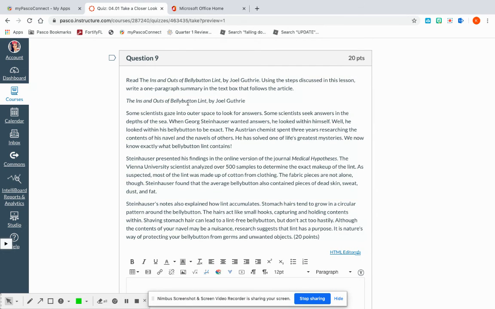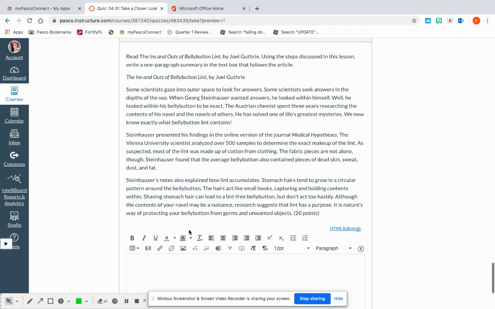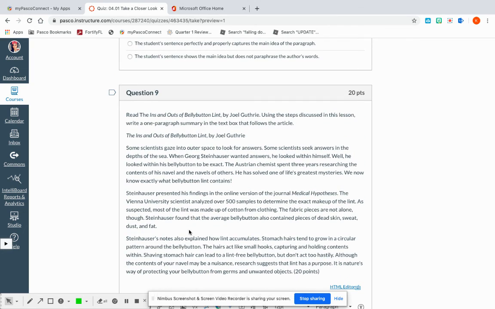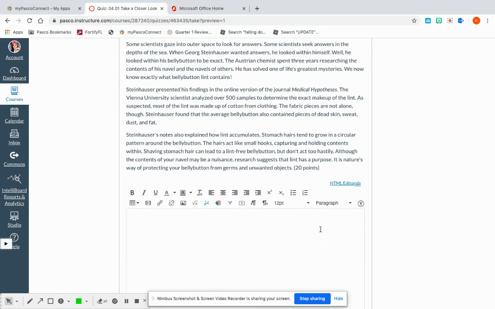So you're going to read this short little article about the ins and outs of belly button lint. I know you're all dying wanting to read about belly button lint. So you're going to read this and you're going to write an objective summary right here. So remember to start with the title and the author of the article. So you should say, according to the ins and outs of belly button lint by Joel Guthrie, the main idea follows. So what is the central or main idea of that text?